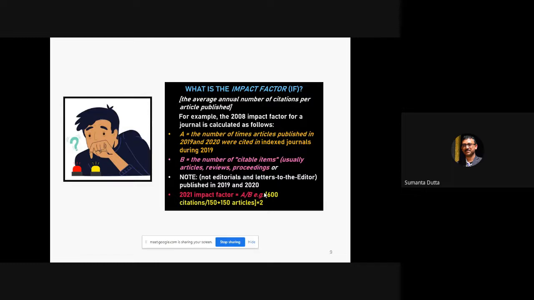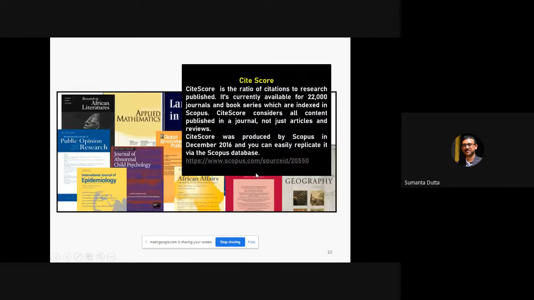So, for example, if we have 600 citations and 300 articles, automatically we can calculate the impact factor is 2. This is the simple way all the internationally recognized standard journals calculate their impact factor, with some minor modification. Okay, so let's see how they are doing.